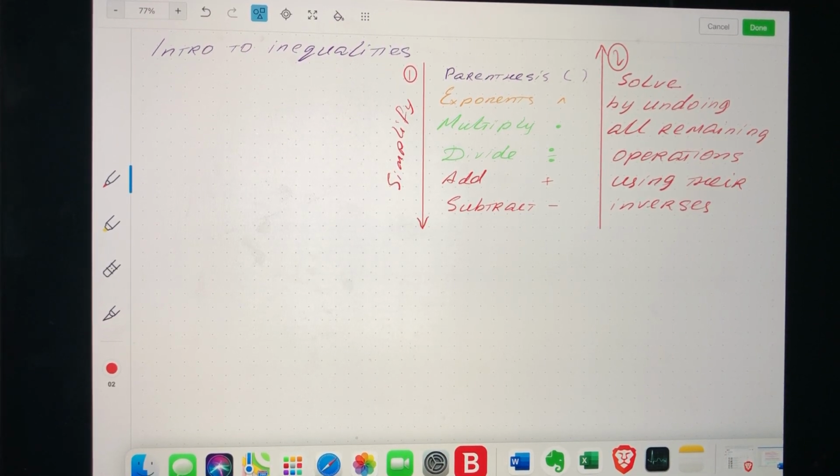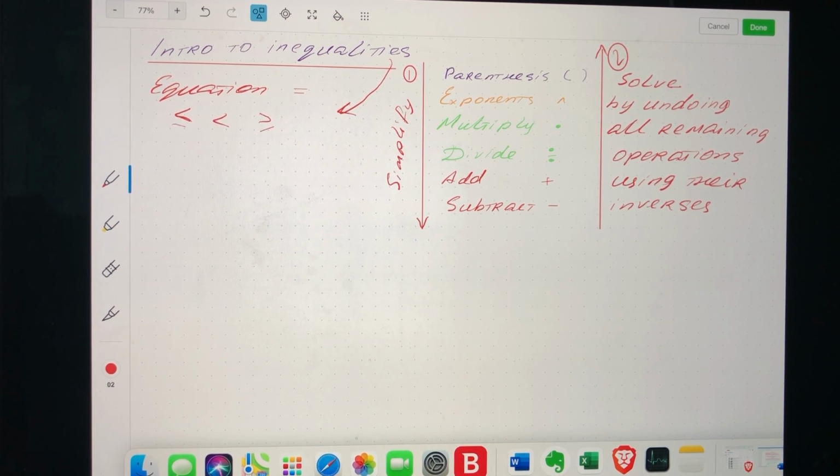Hello, in this video let us discuss the introduction to inequalities. So in the past we have worked with equations. Equations have an equal sign in them. Now we will look at inequalities, which have these signs: less than or equal to, less than, greater than or equal to, greater than. So in these questions we will have these four signs as opposed to the equation.